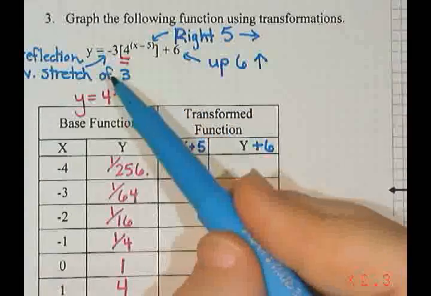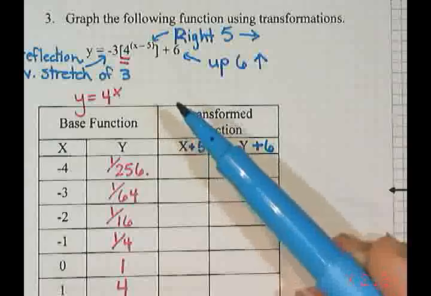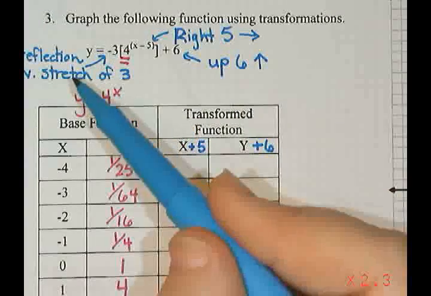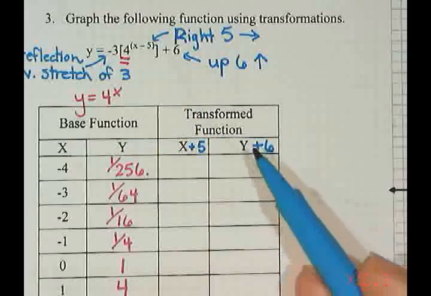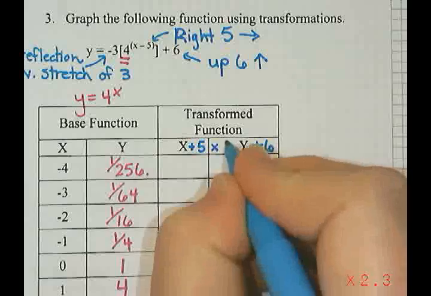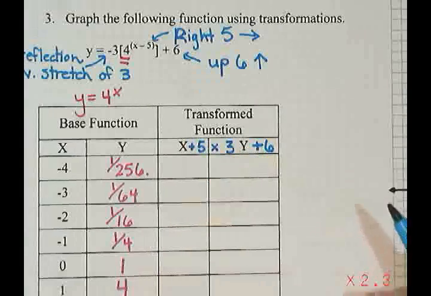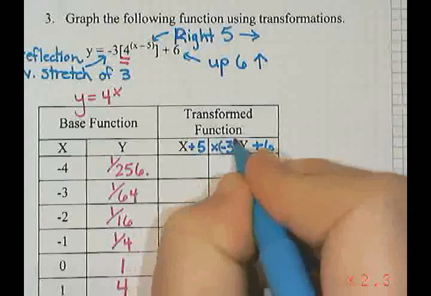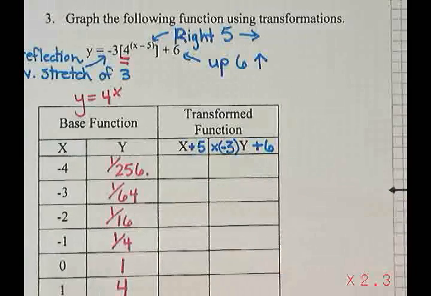So when I'm stretching, I multiply. When we're compressing, we divide. So since it is a vertical stretch, it is going to change the y value. And we are going to multiply the y value by 3. And since it is a reflection, to make it a little easier, we're just going to multiply by negative 3.